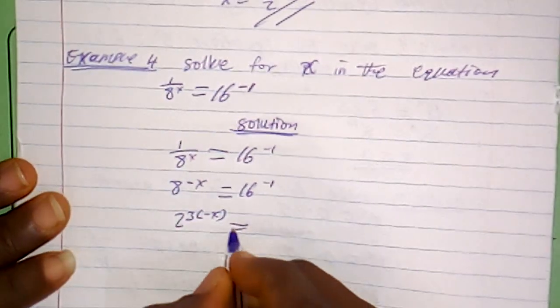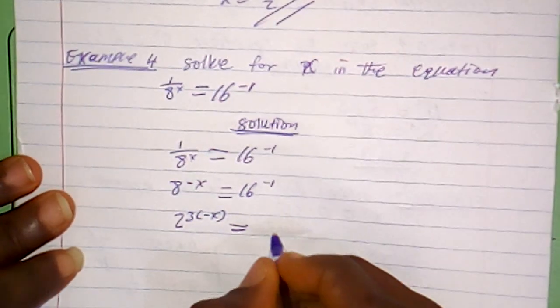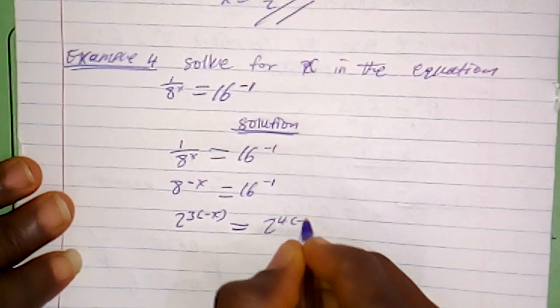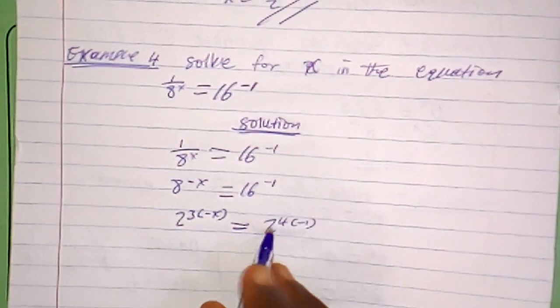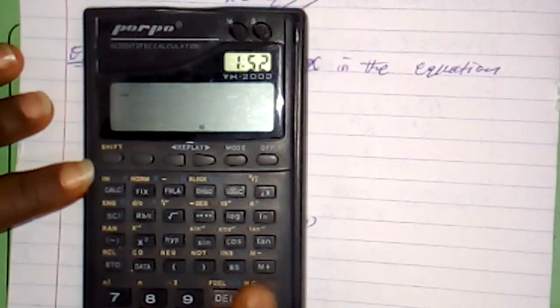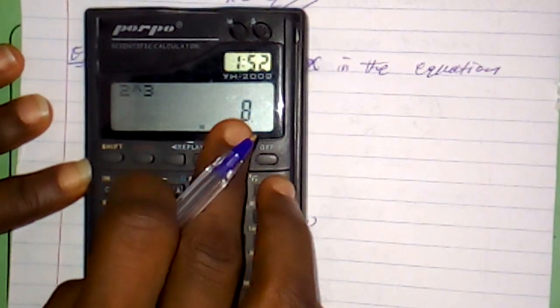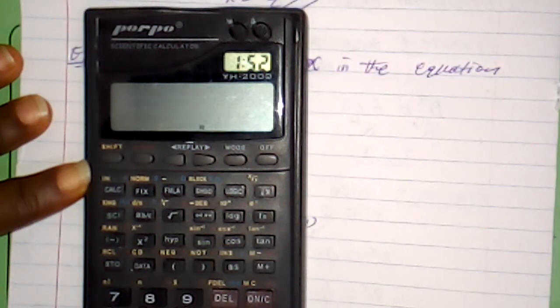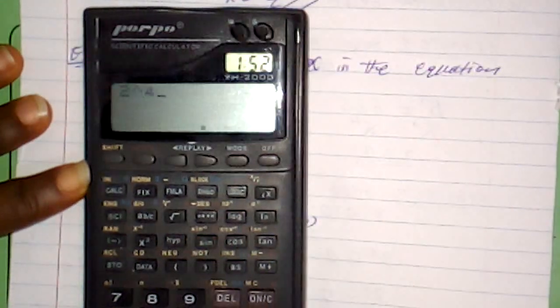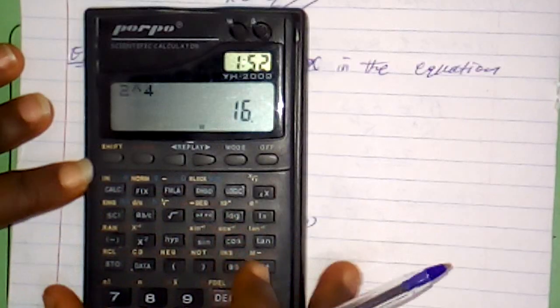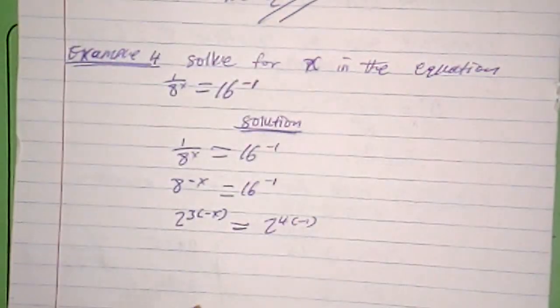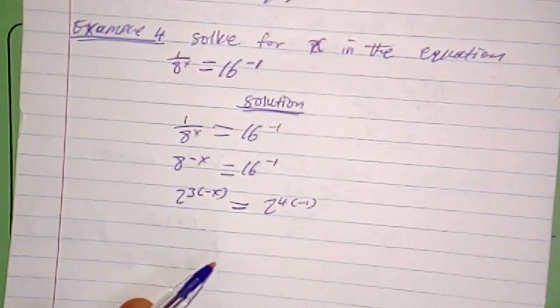Equals to, how can we simplify 16? 16 is 2 raised to the power 4, bracket minus 1. See? 2 raised to the power 4 gives you 16. Now let's see, right? 2 raised to the power 3 gives you 8. Do you see? 2 raised to the power 4 gives you 16. Is it okay? That's how it is. Now we go.